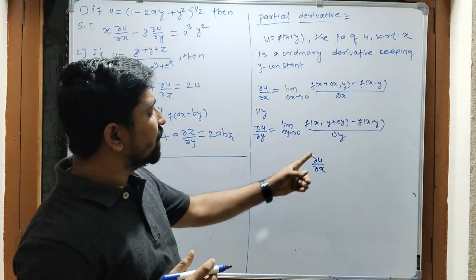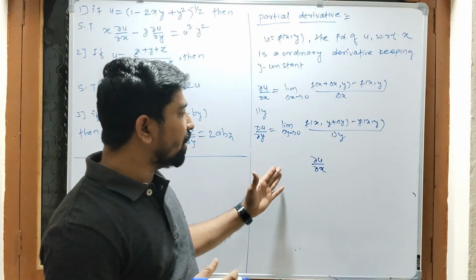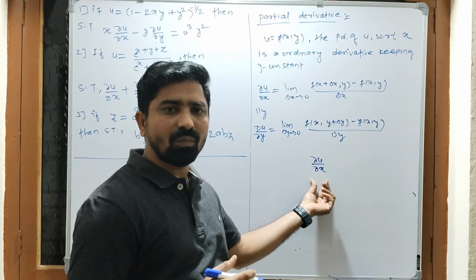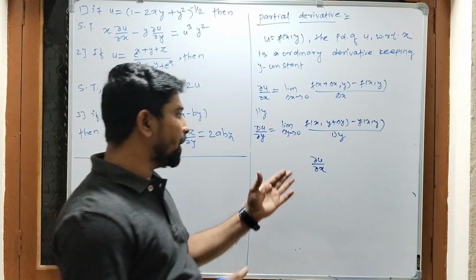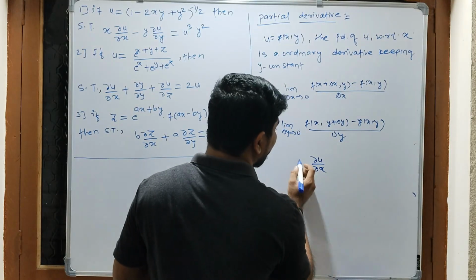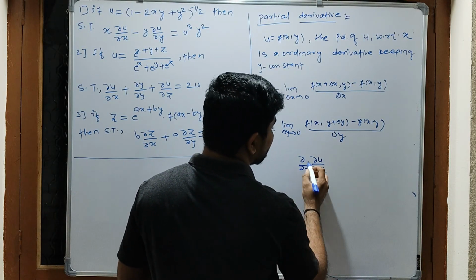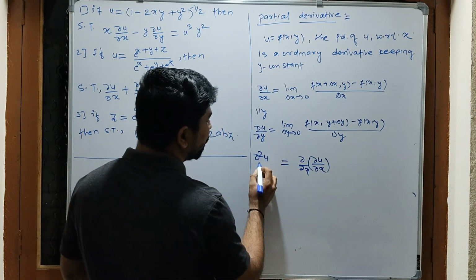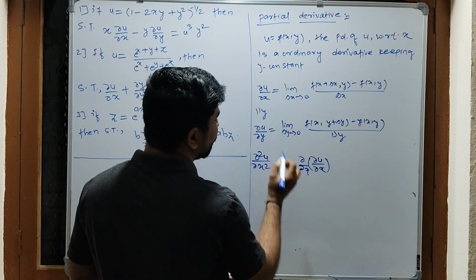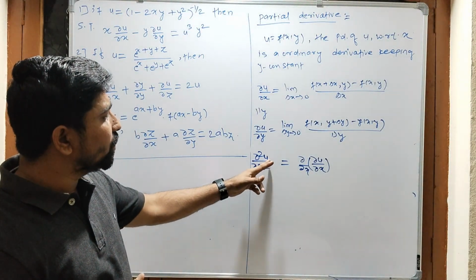Now I want to find the second order partial derivative of u with respect to x. The second order partial derivative is obtained from the first order partial derivative of u with respect to x. I want to take the partial derivative of this function again with respect to x. So this is my second order partial derivative of u with respect to x square.